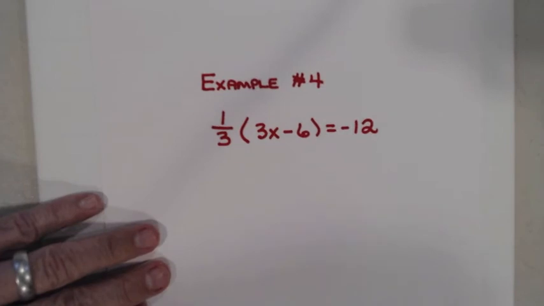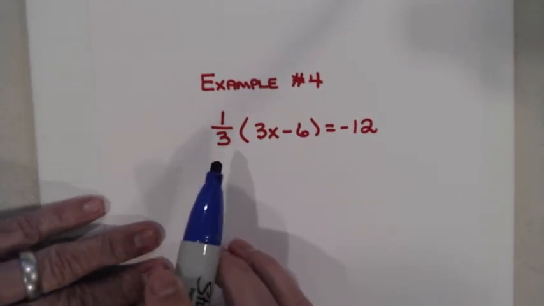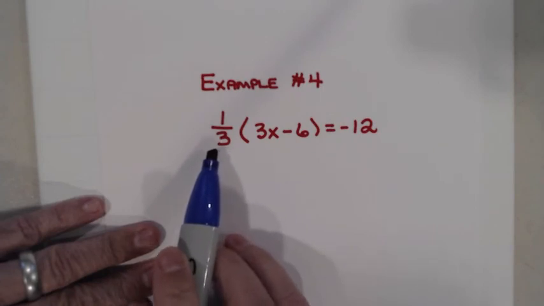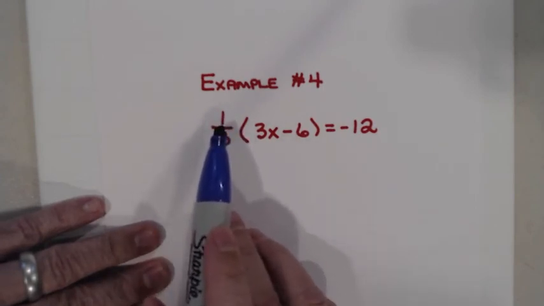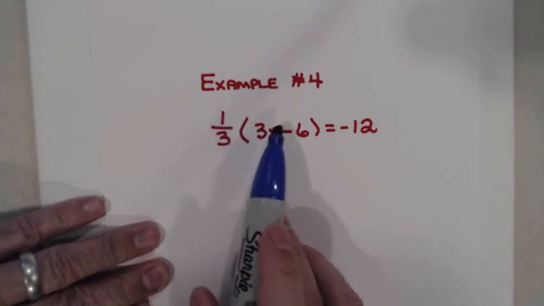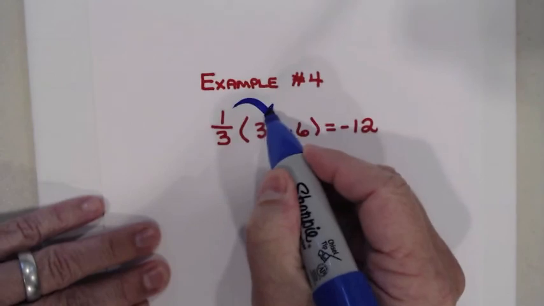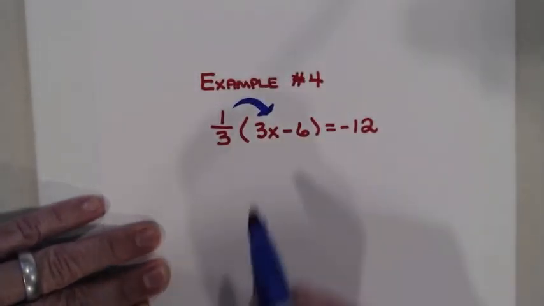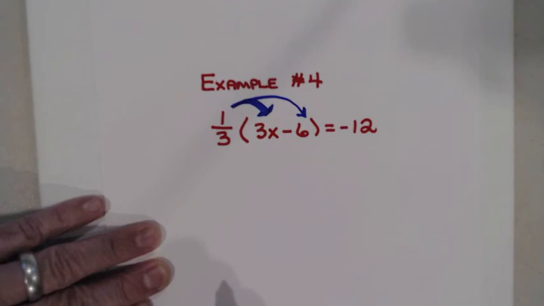Example number 4 simply has a fraction. You're going to distribute whatever is on the outside. You're going to multiply whatever number on the outside to every term on the inside. So that simply means I'm going to take 1/3 and multiply it to 3x. And I'm going to take 1/3 and multiply it by 6.